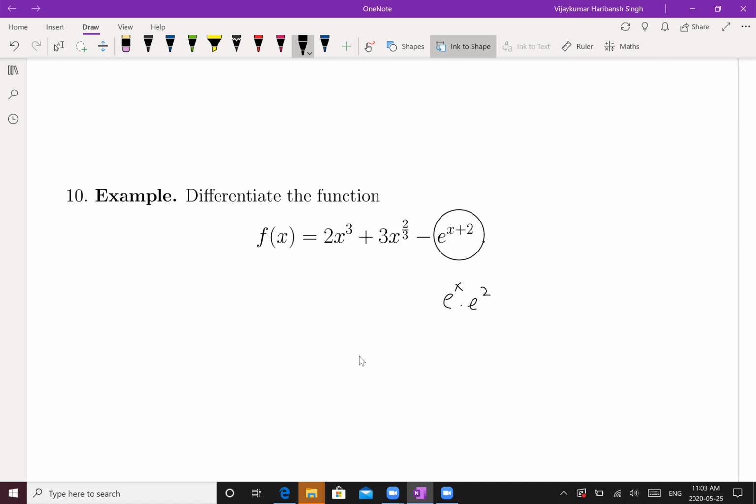Now e squared is a constant, because e is approximately 2.71 something. Of course, it's an irrational number, so I cannot write down all the digits of it, because irrational numbers have non-recurring and non-terminating decimal expansions. That means the decimal expansion will never stop, and there's no pattern in it.